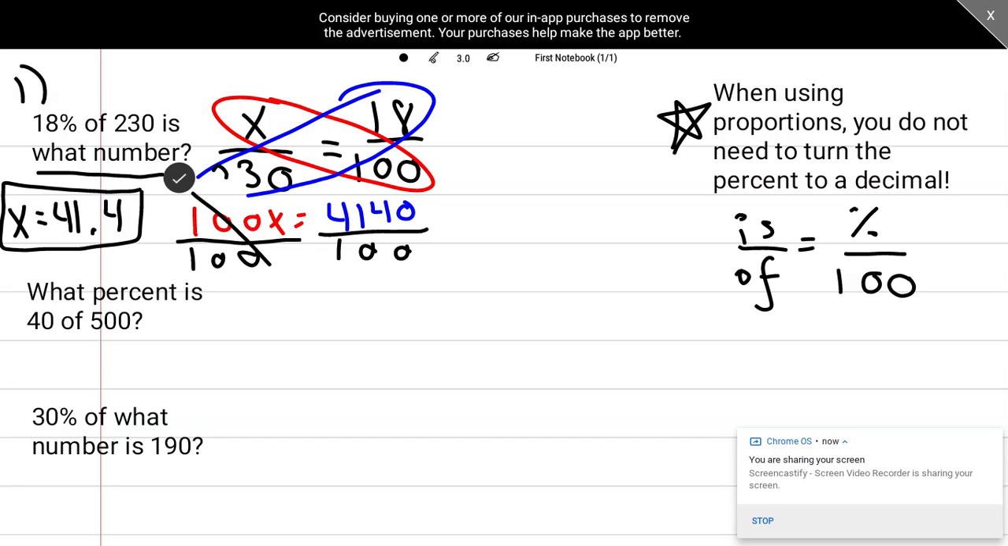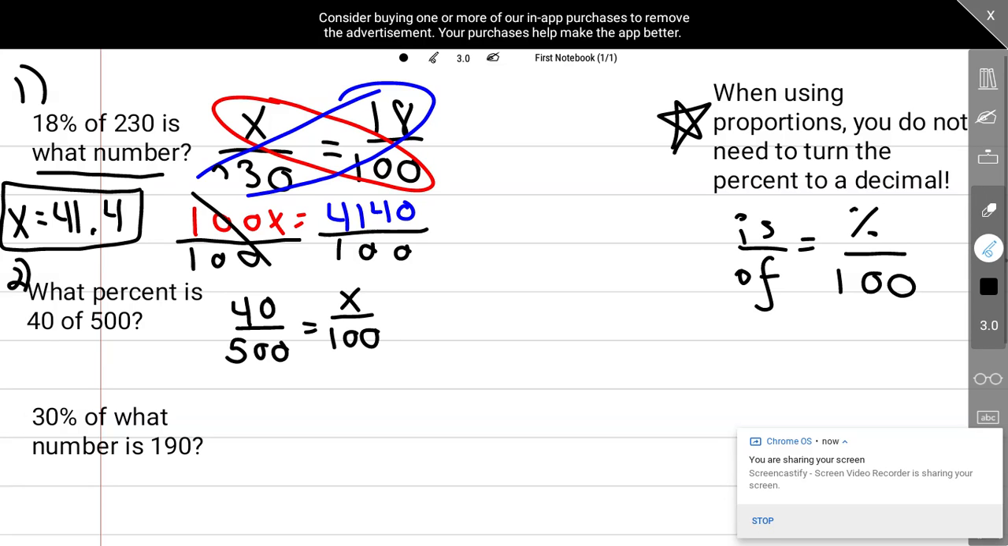So let's look at this next one here, number 2. What percent is 40 of 500? So now we're trying to find a percent. So my is going to be that 40 over 500, which is my whole, equals x over 100. I don't know what the percent is. I'm trying to find it.